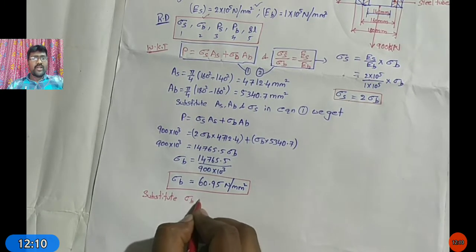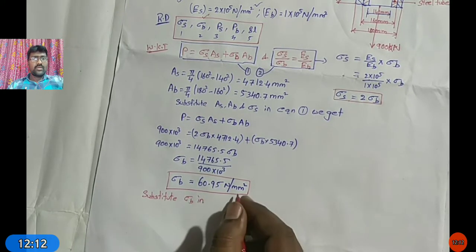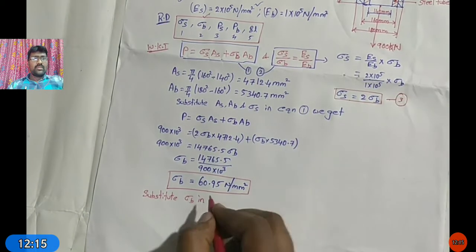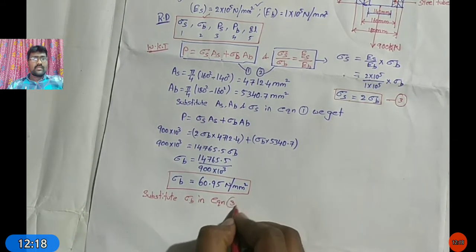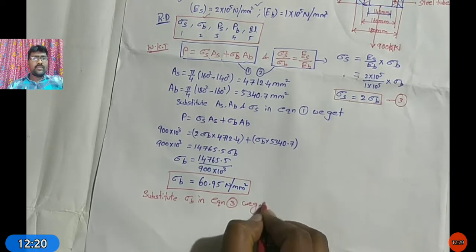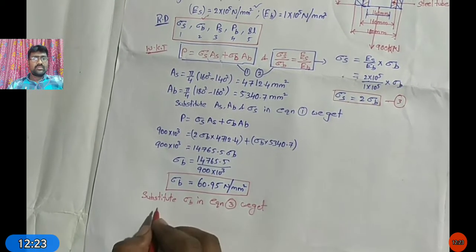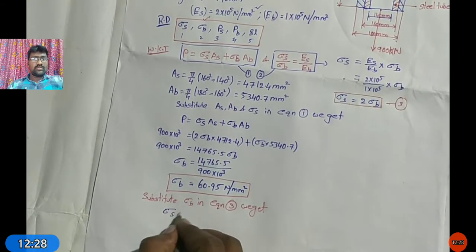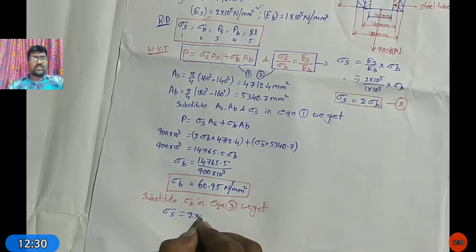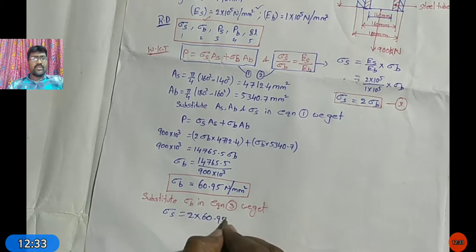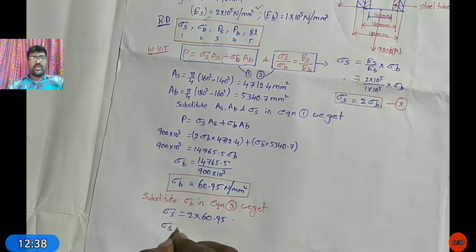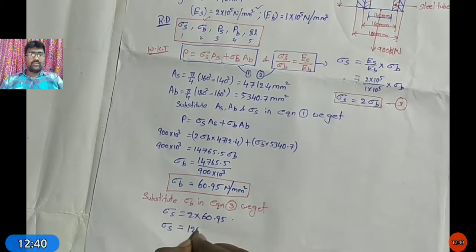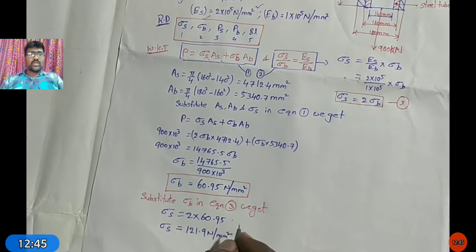Substituting sigma B value in equation 3 we get sigma S is equals to 2 times of sigma B. By simplifying this equation we will get sigma S value 121.9 Newton per millimeter square.